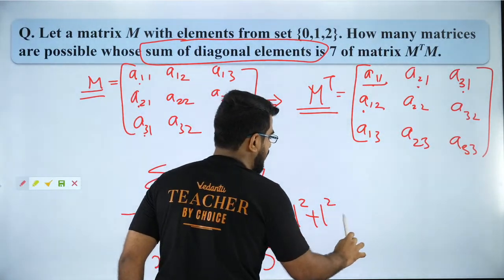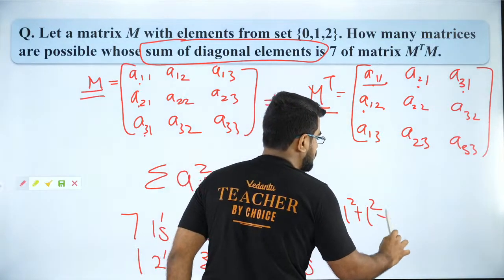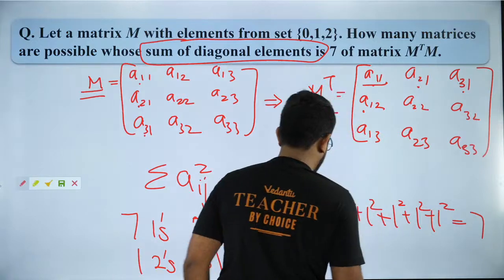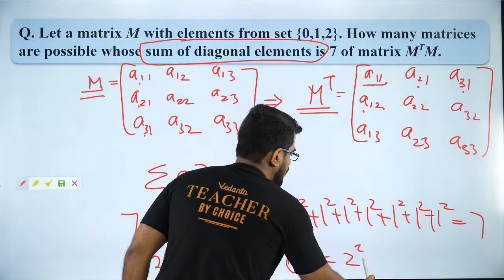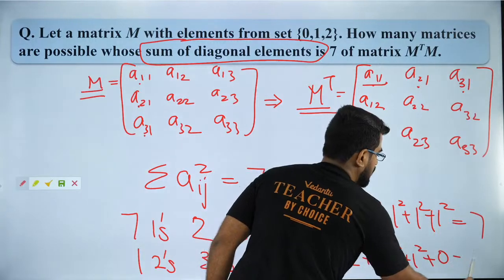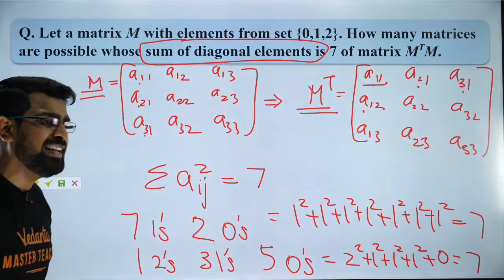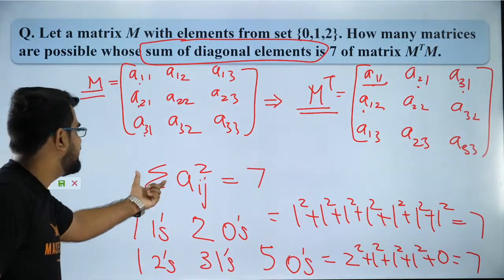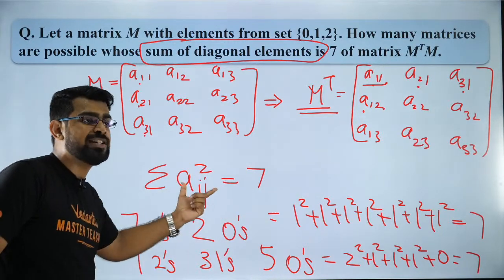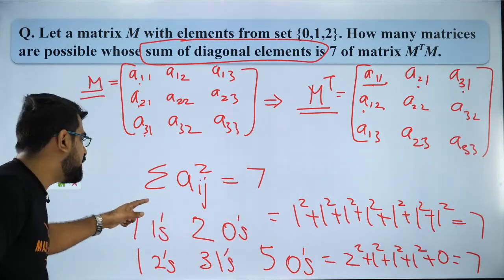1 square plus 1 square plus 1 square plus 1 square plus 1 square plus 1 square plus 1 square is equal to 7. And here we'll have 2 square plus 1 square plus 1 square plus 1 square plus all zeros is equal to 7. So these are the two possibilities by which we can get the sigma of ai squares to be 7. So if the sigma of ai squares is equal to 7, then these are the two ways in which it can happen.